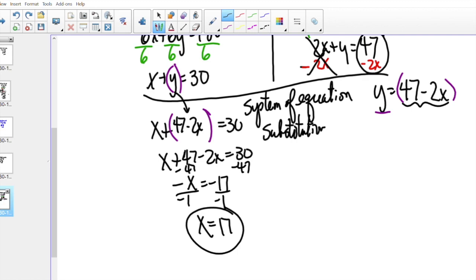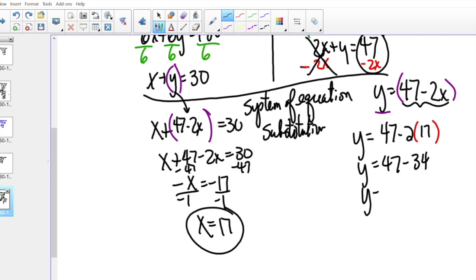Okay, well, we've got to come back over here and tell me what y is equal to. So that'd be 47 minus 2 times, now what are you going to put in there for x? 17. So y equals 47 minus 34. What's the difference? 13.